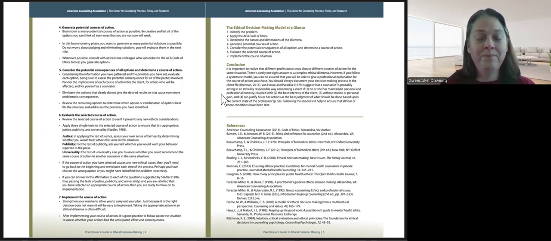And it also talks about documentation in the client file. And so while not all ethical decisions you may encounter are client specific, keep in mind documentation.